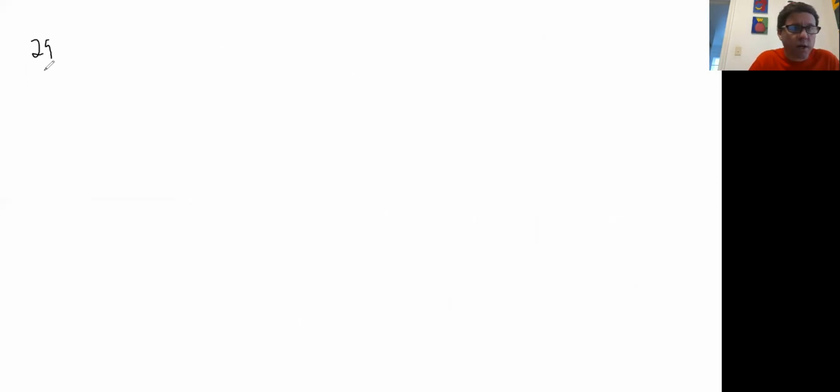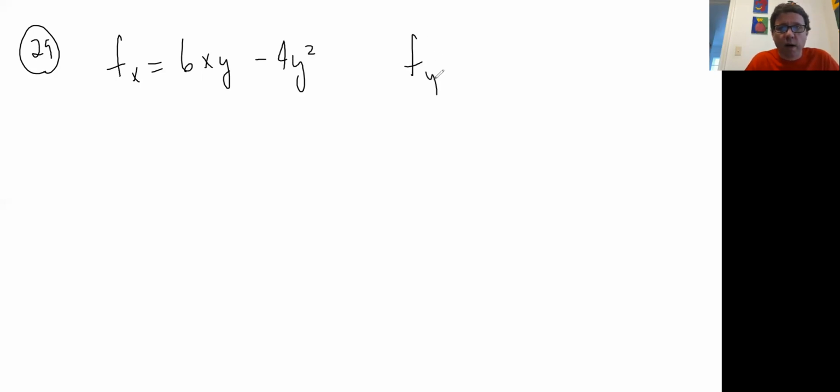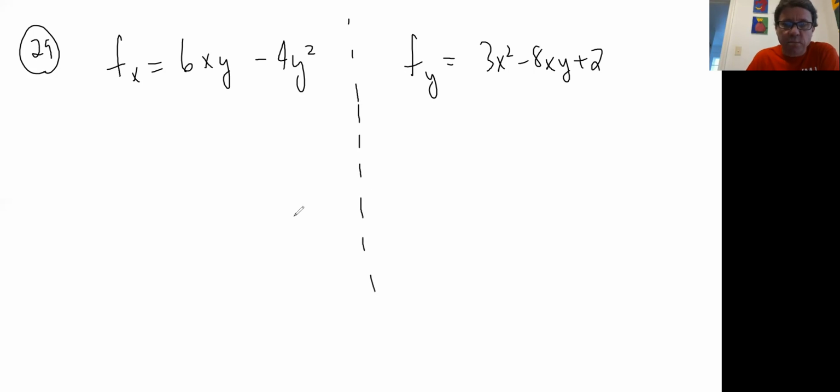What about 29? One we haven't done at all. fx equals 6xy minus 4y squared, and fy is 3x squared minus 8xy plus 2. Now how do you recombine those in order to get one function? Where did they come from? Those are the derivatives. What's the function? So you just try separately here, and then we'll piece them together.